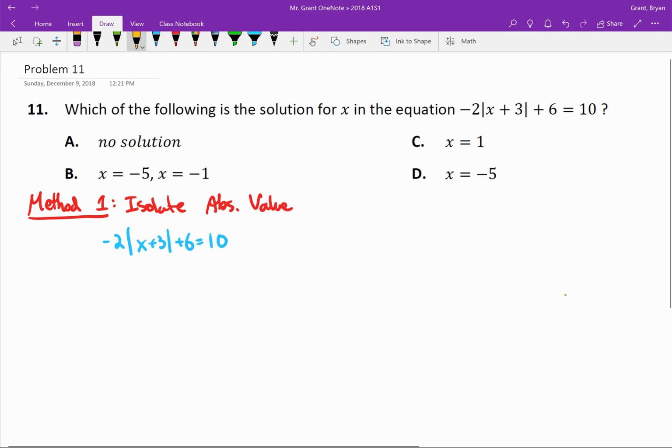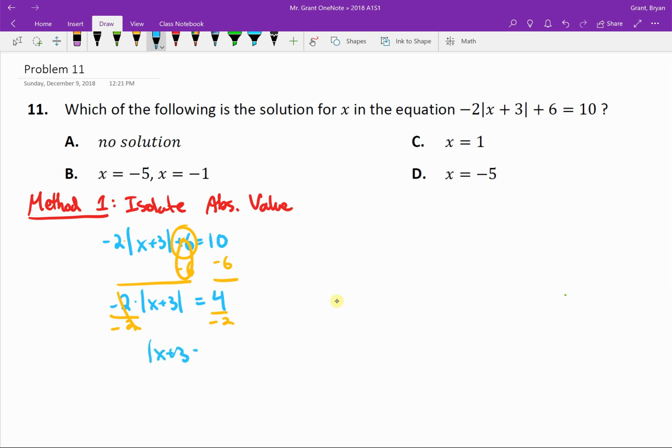So if I want to start isolating the absolute value, I notice that it's being added by 6 and multiplied by -2. We know we generally undo addition and subtraction first, so we're going to go ahead and undo adding 6 just by subtracting 6 from both sides. And we end up with -2 times the absolute value of x plus 3 is equal to 4. There's still the -2 that's multiplying, so of course we're going to divide off the -2 and end up with the absolute value of x plus 3 is equal to -2.